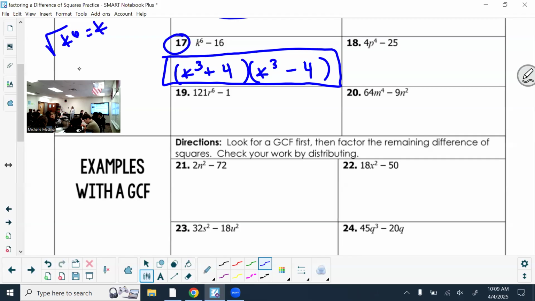Like, you know how we've been doing the diamond method on trinomials? Well, really, you should check for a GCF first, then look at the parentheses and see if it's still factorable. So let's look at 21 together. Luckily, your homework tells you when to factor out the GCF first. So right here, I'm looking at my terms. There is a GCF between 2 and 72. What's the greatest factor that they have in common?